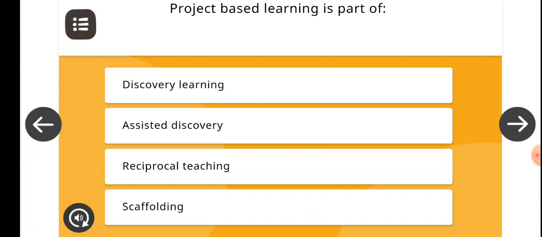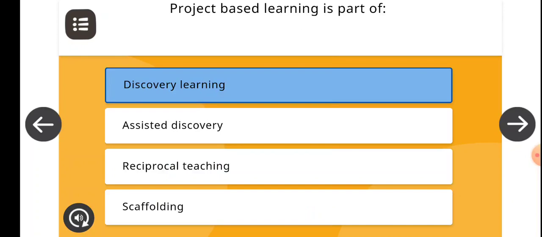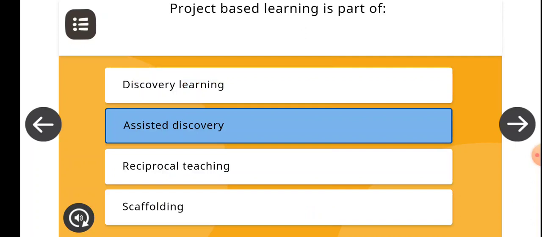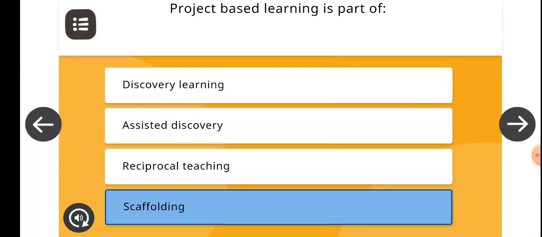Project based learning is a part of what? Project based learning is a part of what type of learning? Is it a part of discovery learning, or a part of assisted discovery, or a part of reciprocal teaching, or a part of scaffolding?